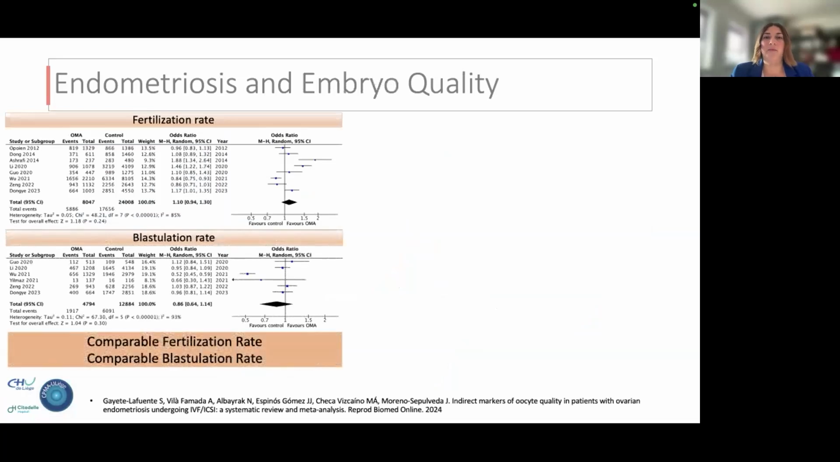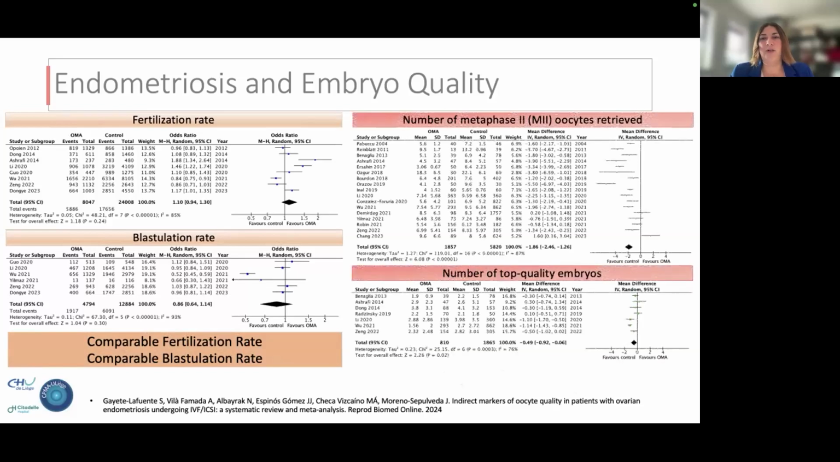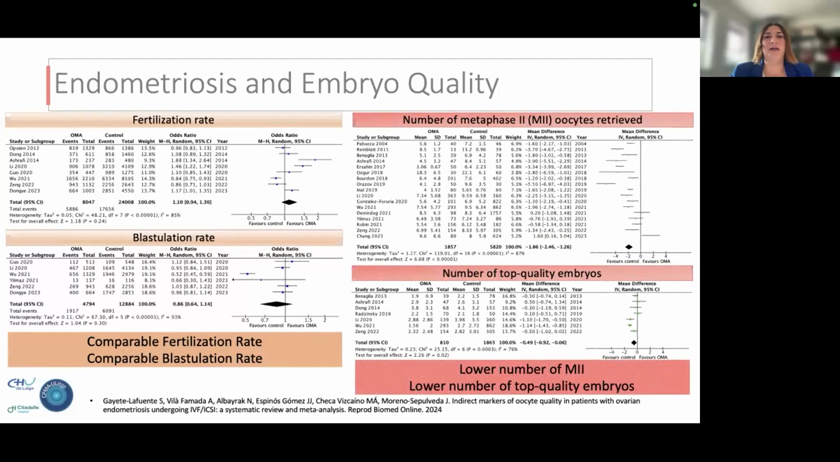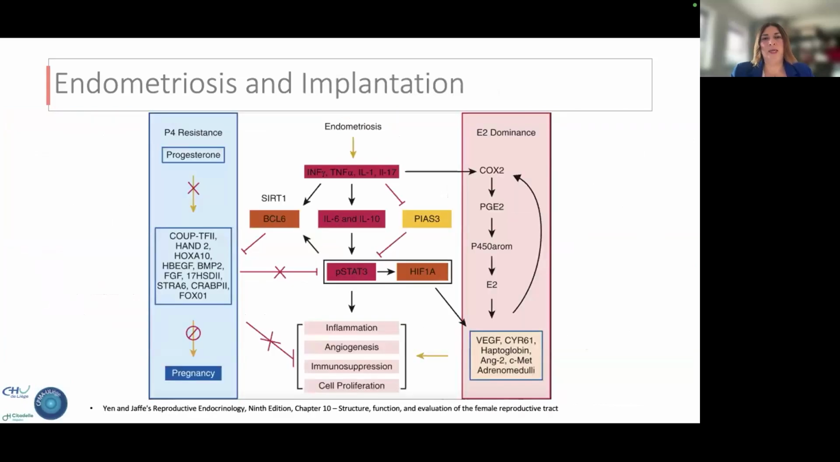Nevertheless, in this recent meta-analysis published this year by Sonia Gayet-Lafuente, it seems that these observations on oocyte quality do not impact the fertilization and the blastulation rates. However, fewer total and metaphase 2 oocytes were retrieved in patients with endometrioma, and the number of top quality embryos is also reduced.